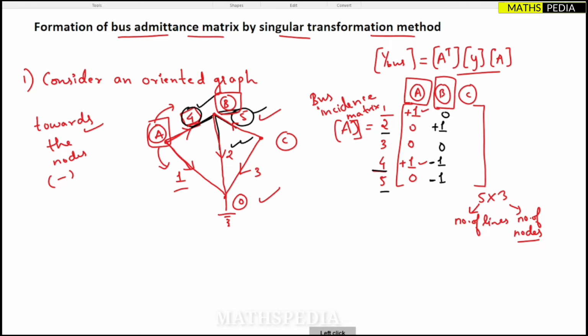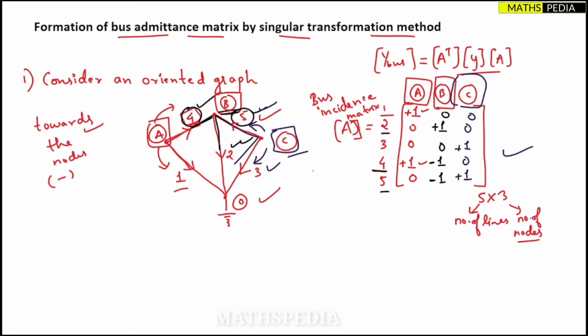Next, C. For the C node, we have 2 lines, 5 and 3. So for 5 and 3 I put 1, rest all will be zeros. And here, with respect to C node, 3 is going away from C and 5 is also going away from C, so that will be positive. Away means positive, towards means negative. So we are done with the bus incidence matrix. A matrix we have done.